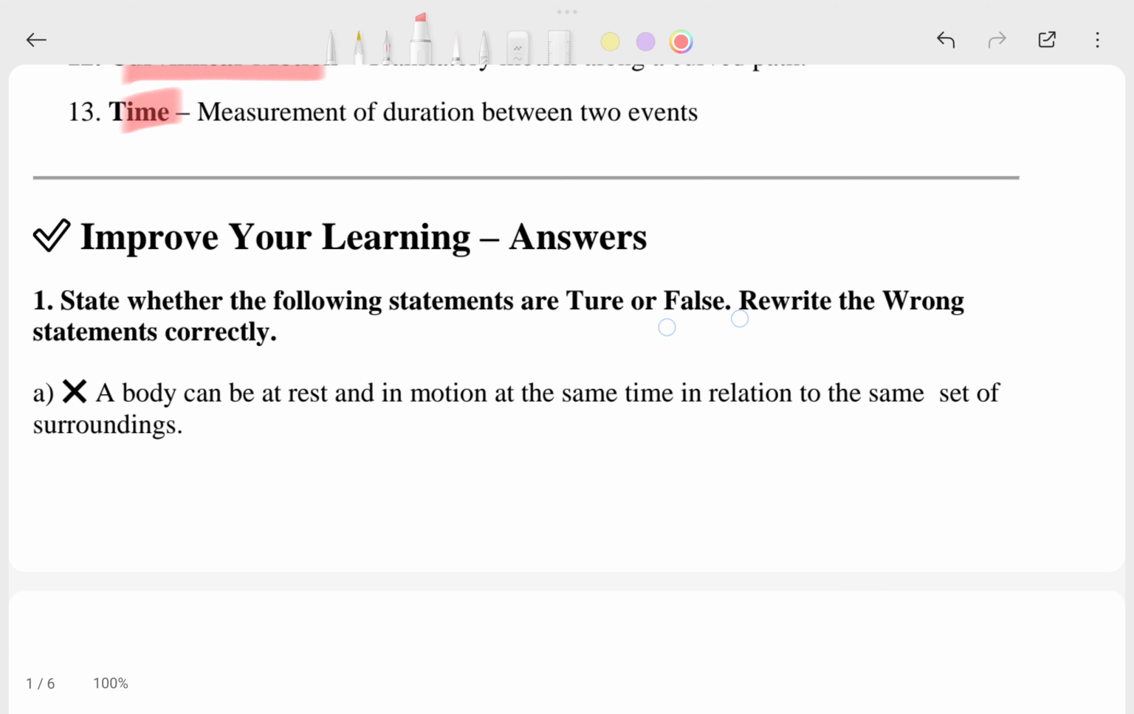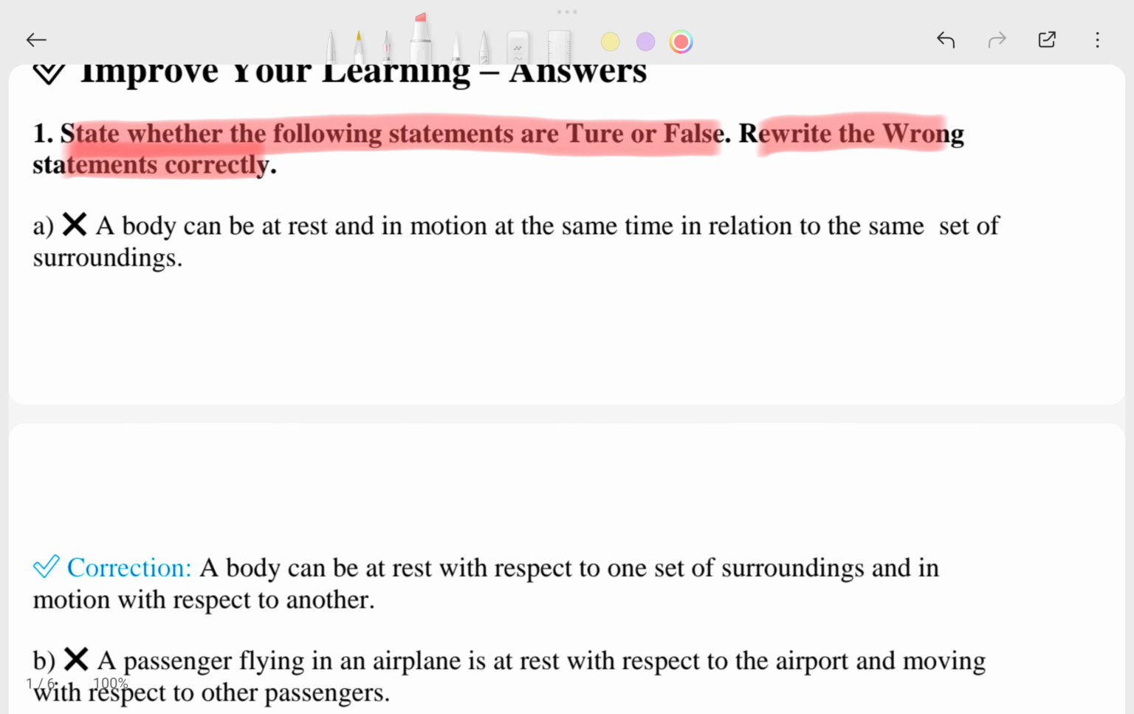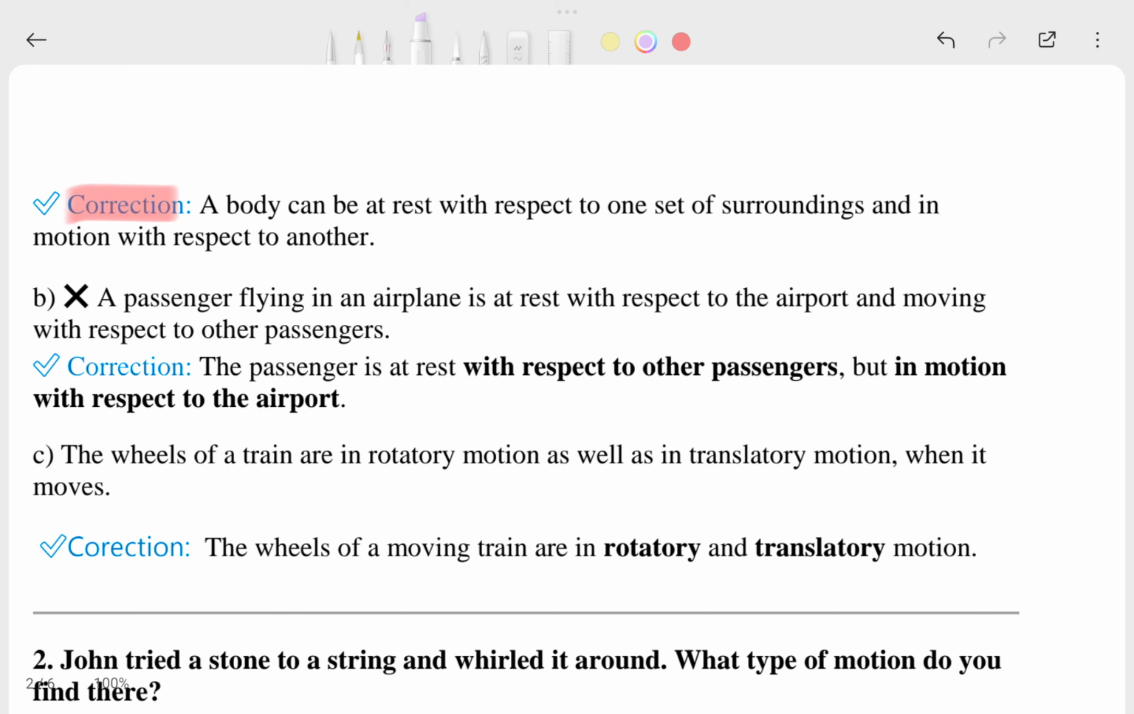Now let's move to improve your learning, which is the question answer. This is the first question: state whether the following statements are true or false. Rewrite the wrong statement correctly. This is the question, and this is the answer, the correct answer.